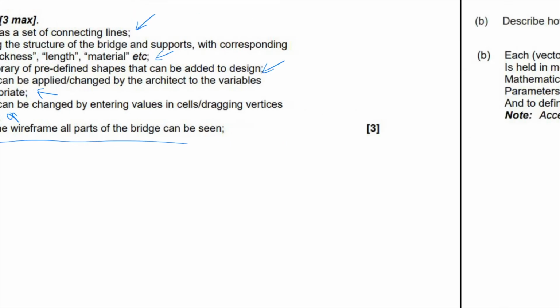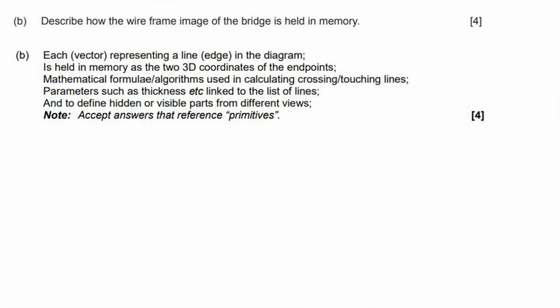Now describe how the wireframe image of the bridge is held in memory. I think this is actually pretty important. Let's take a look at how that is. So each vector representing an edge is basically held in memory as two 3D coordinates, with these coordinates being the endpoints. So basically you have 2 points that represent a vector, the beginning and ending. Mathematical formulae are used to calculate where lines cross and touch to basically allow us to build a structure. And parameters such as thickness are linked to each line. We can also define hidden or visible parts from different views.